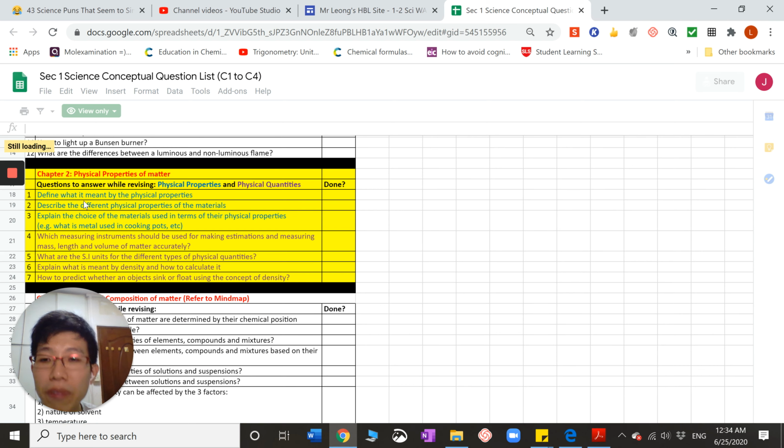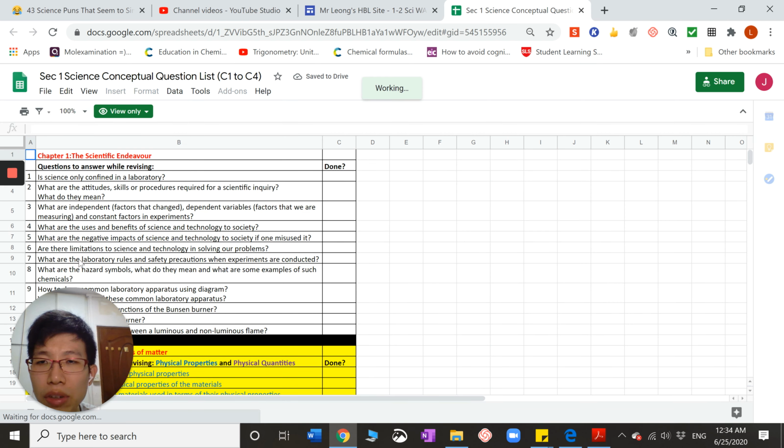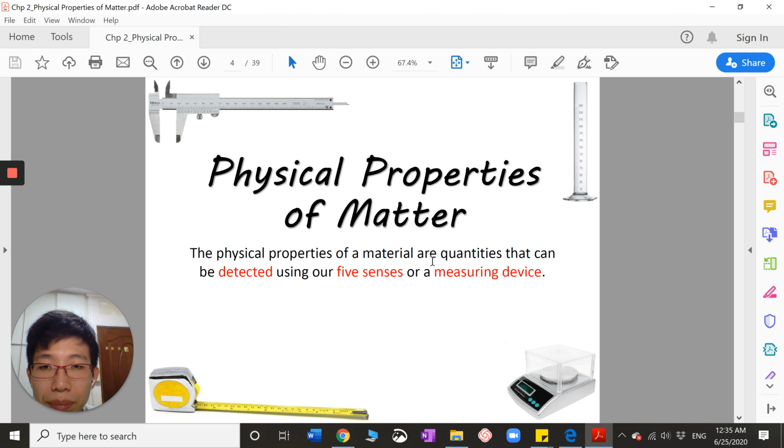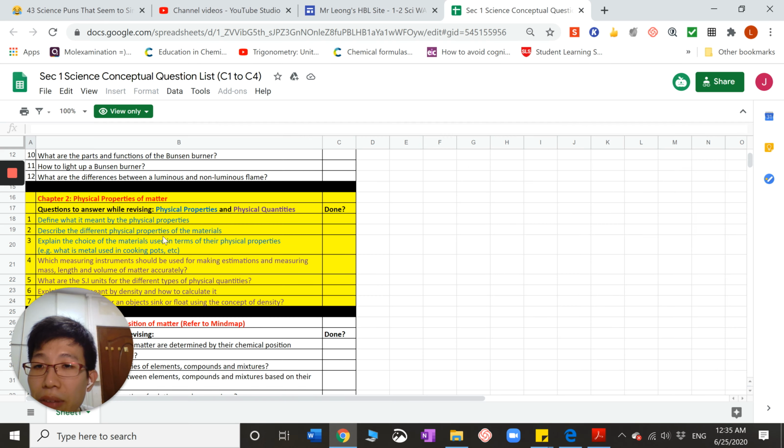Basically when you revise, you can ask yourself whether you have understood this learning point or not. So first thing, define what is meant by physical property. If you look through your notes, a physical property of a material is a quantity that can be detected using our 5 senses or a measuring device. So basically it's something that we can see or we can measure using a measuring device. Next, describe the different physical properties of the material.